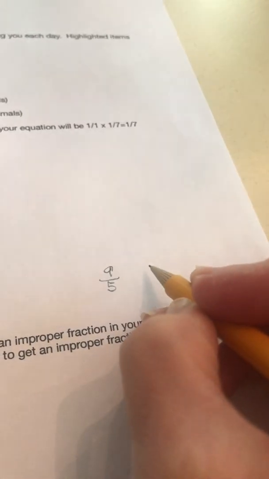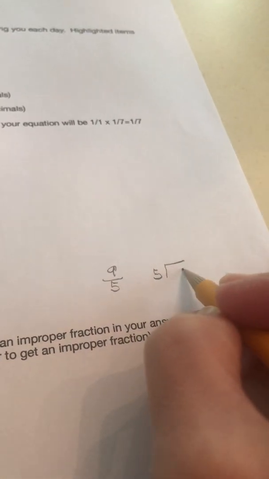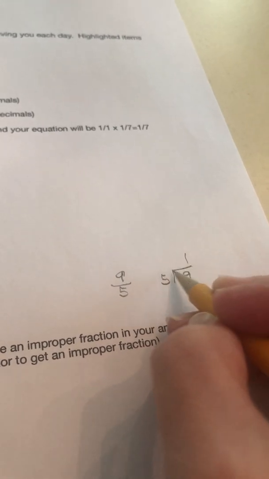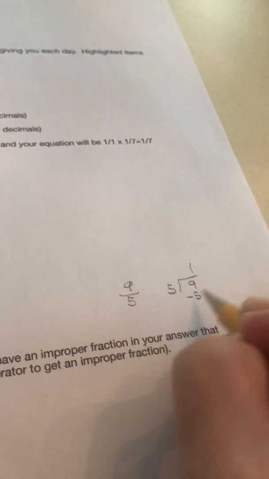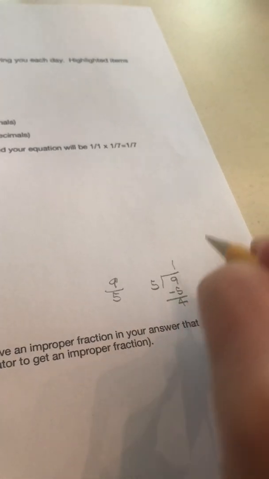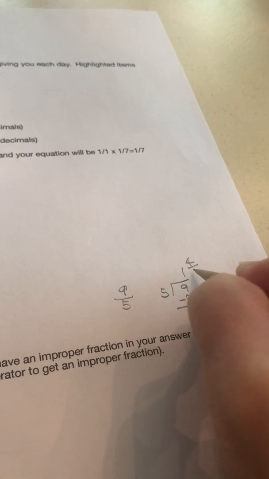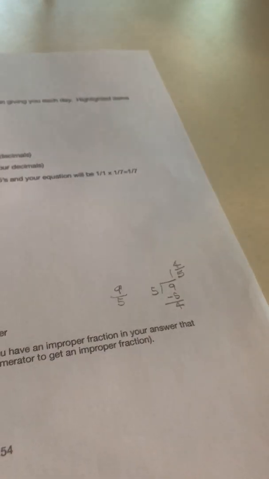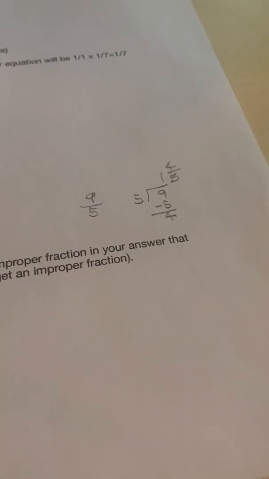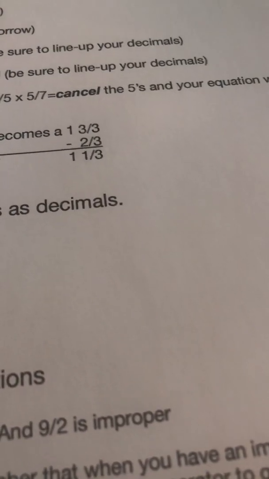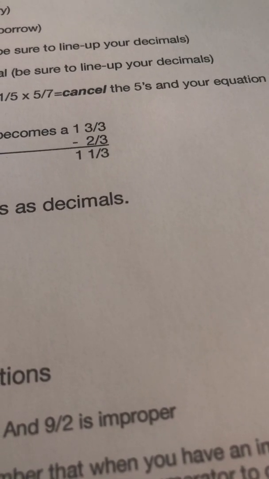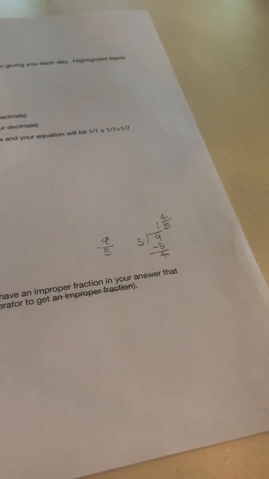Okay, so if you have 9/5, you don't leave it like that. You say 5 will divide into 9 one time. 1 times 5 is 5. 9 minus 5 is 4. And you would have 4, what class? Fifths. 1 and 4 fifths. Okay? So I'm sorry about that. I will fix this before you get a copy of it.